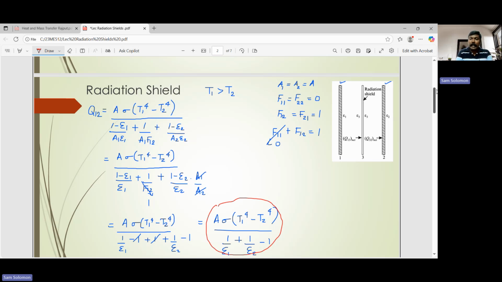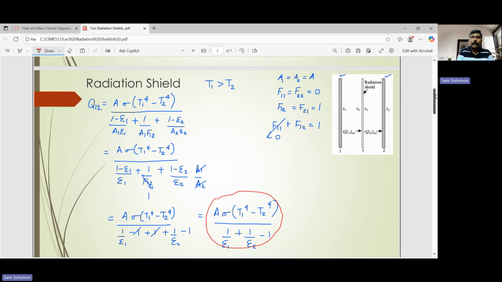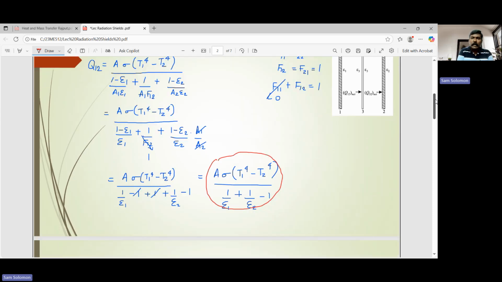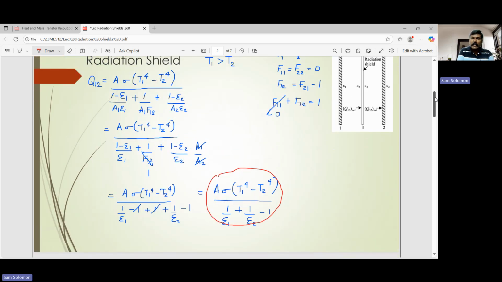So now if we introduce a radiation shield between these two plates with some emissivity epsilon 3, what happens? So let's look at that. Which means now the radiation that is going to start from 1, that is going to fall at 3. It's not going to reach 2 directly. Okay. And so whatever heat energy gets accumulated over here through the radiation heat transfer, that is going to be emitted from surface 3 to surface 2. So that is what is mentioned over here.